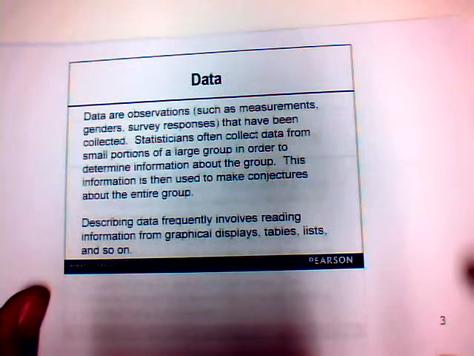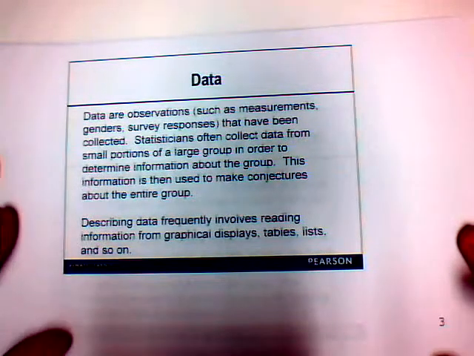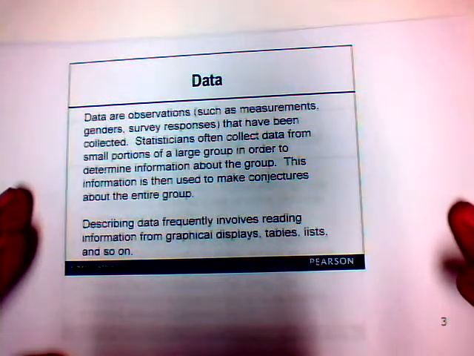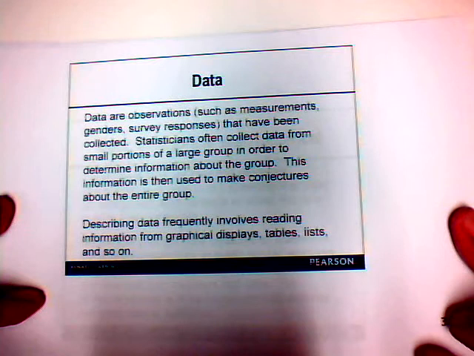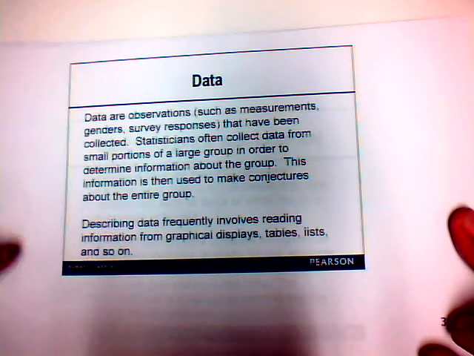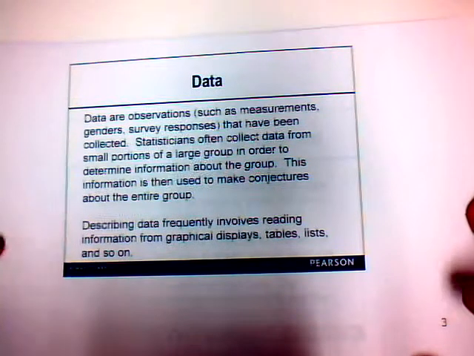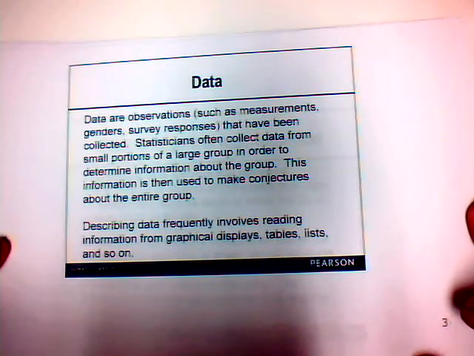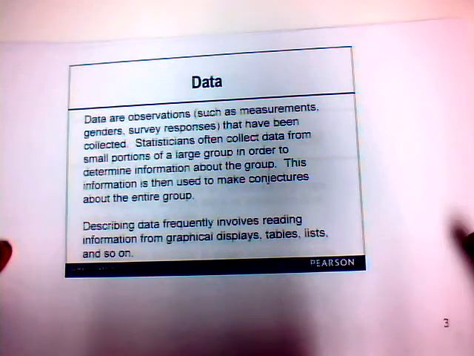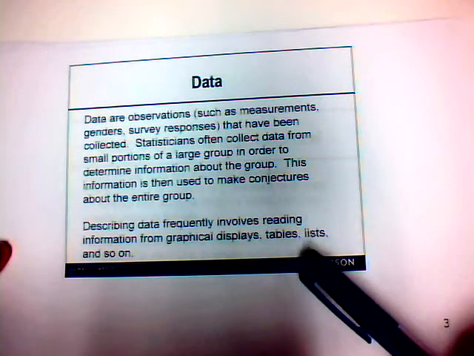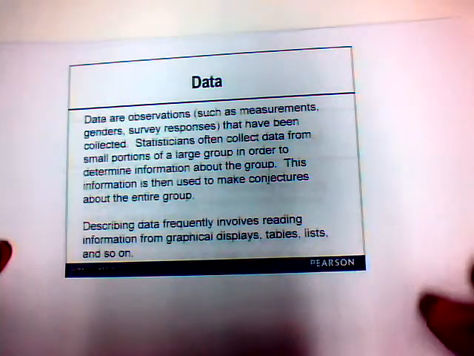Okay, let's talk about what data is. Data are observations such as measurements, genders, or survey responses that have been collected. Statisticians often collect data from small portions of a large group in order to determine information about the group. This information is then used to make conjectures about the entire group. And describing data frequently involves reading information from graphical displays, tables, lists, and so on.